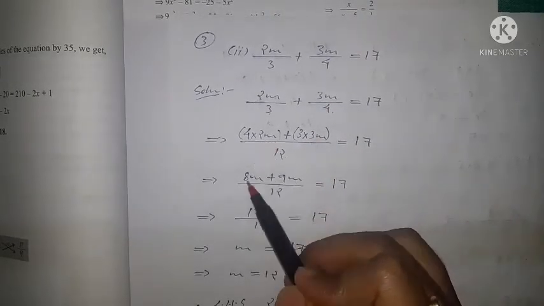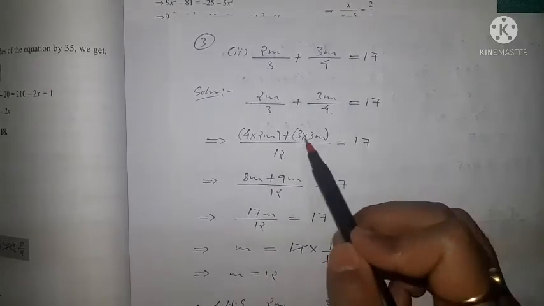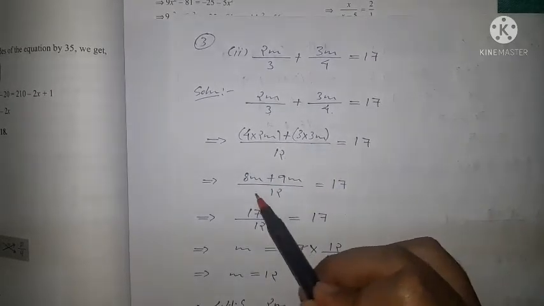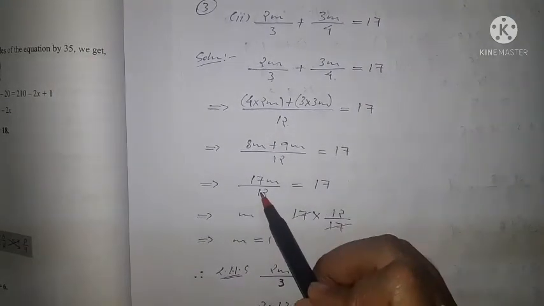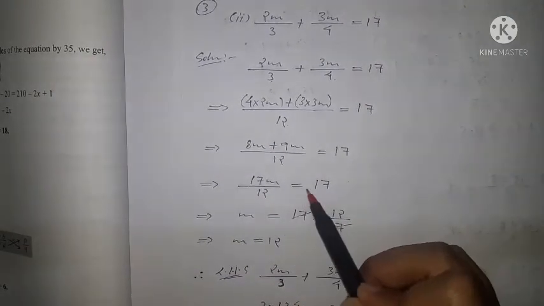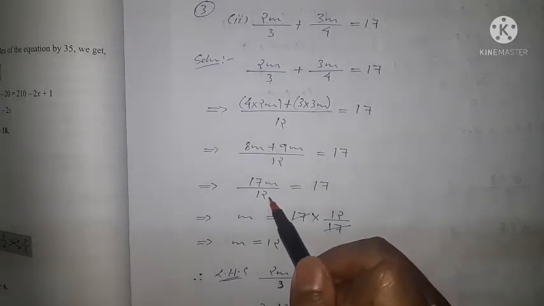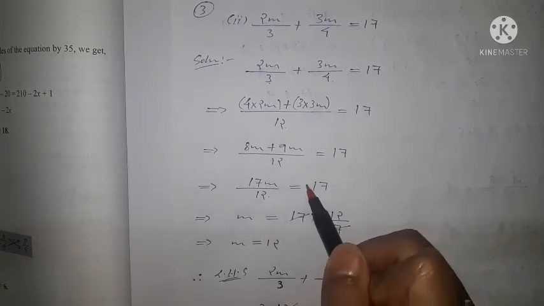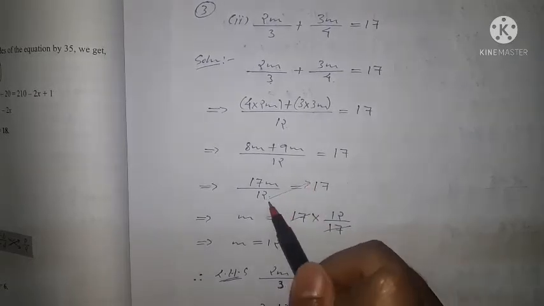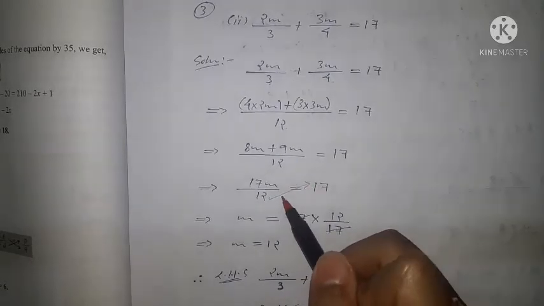So 4 into twice m is 8m, and 3 into 3m is 9m, whole divided by 12 is equal to 17. Therefore 8m plus 9m is 17m whole divided by 12 is equal to 17. So here 17 is divided, so when it moves to the other side, it becomes multiplied.